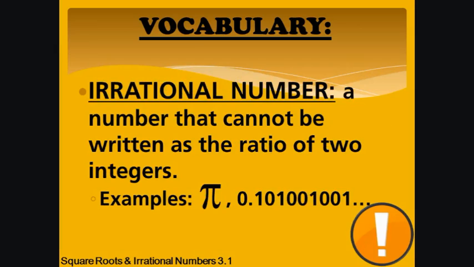So let's talk about irrational numbers. An irrational number is a number that cannot be written as a ratio of 2 integers. So some examples are pi, 3.14, and it keeps going on and on and on. It's a non-repeating decimal. Same thing with this example we have here.